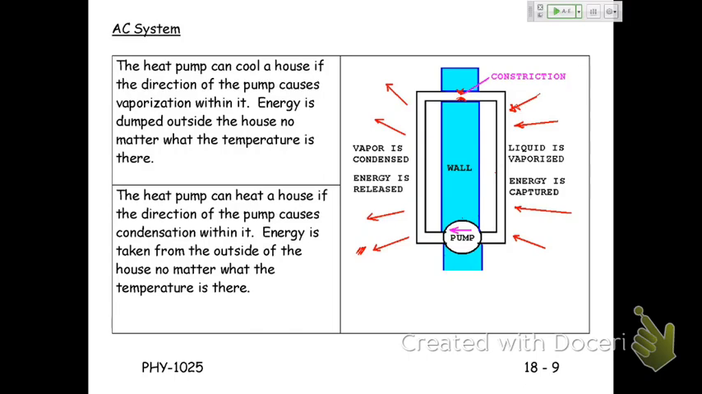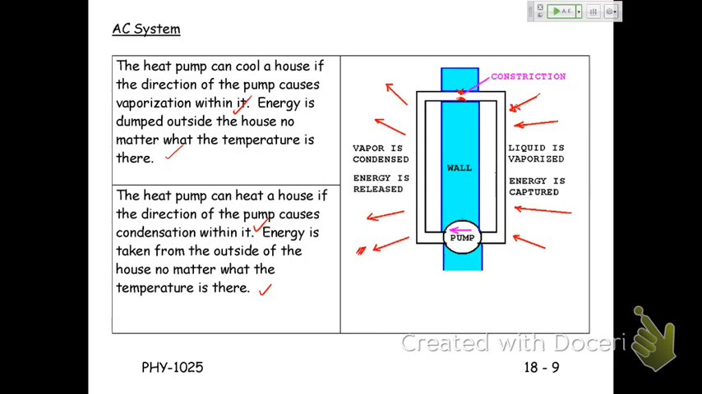You got the system. So we say a heat pump can cool a house if the direction of the pump causes vaporization within the house. Energy is dumped outside the house, no matter what the temperature is there. If it's the same temperature as the sun, everything melts. So, within reason. I'm not saying that under all circumstances. I'm saying within reason. While the system is functioning, it'll work. A heat pump can heat the house if the direction of the pump causes condensation within it. Energy is taken from the outside of the house, no matter what the temperature is.